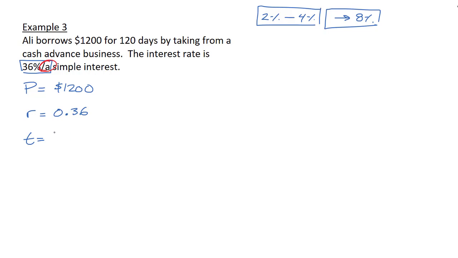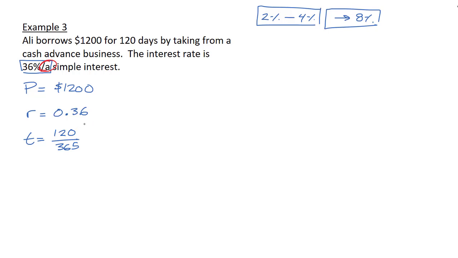So write it as a fraction. It's 120 days out of 365. He's not borrowing the money for a full year, so express time as a fraction out of the 365 days in a year. We can make that into a decimal if we want, or just leave it as a fraction and calculate the decimal later.